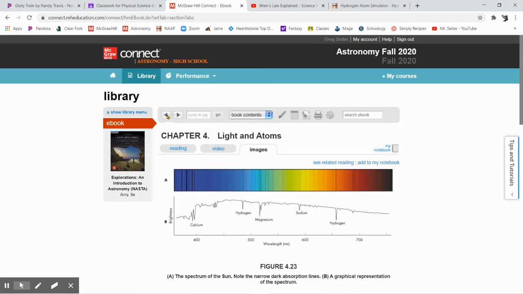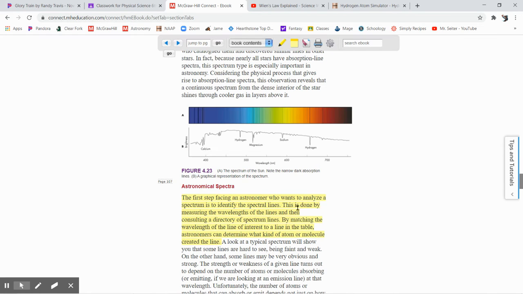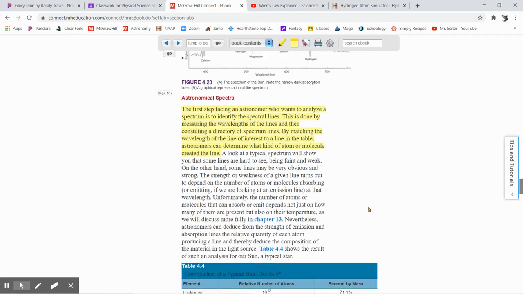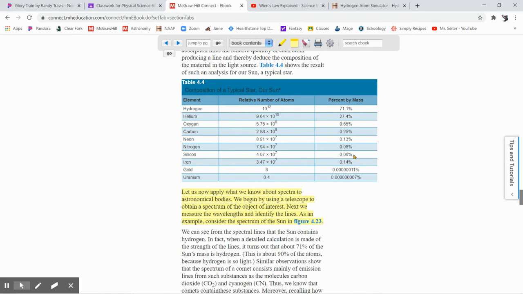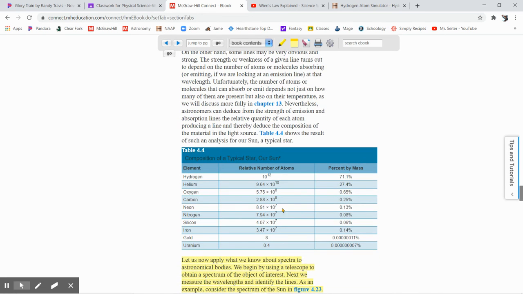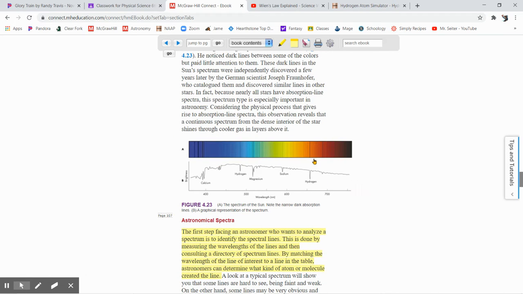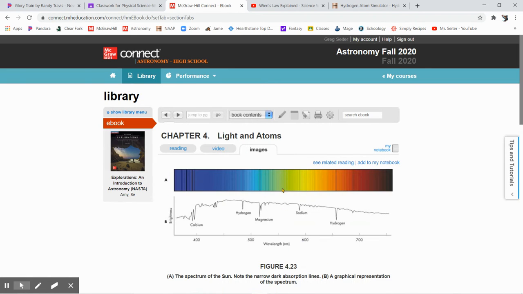There we go. Okay. And this is what we come up with. Hydrogen, helium, oxygen, carbon, neon, nitrogen, silicon, iron, gold, and uranium in the sun. Here are their mass percentages. And again, each of these has its own spectra, and it's in here.